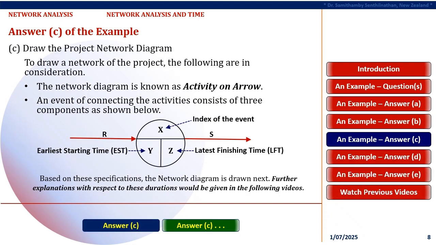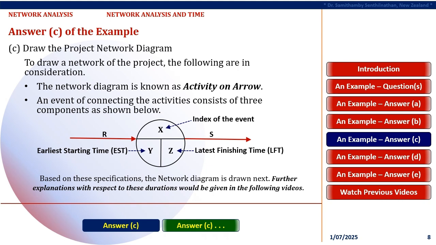Question C. Draw the project network diagram. Answer C. To draw a network of the project, two aspects should be in consideration. Firstly, how do you represent an activity and an event in the network diagram? In this case, the network diagram of the project has been presented with activity on arrow format. Secondly, how can the combination of activities and an event be presented? The format of combining the activities, R and S, and an event, indexed as X, shown here.